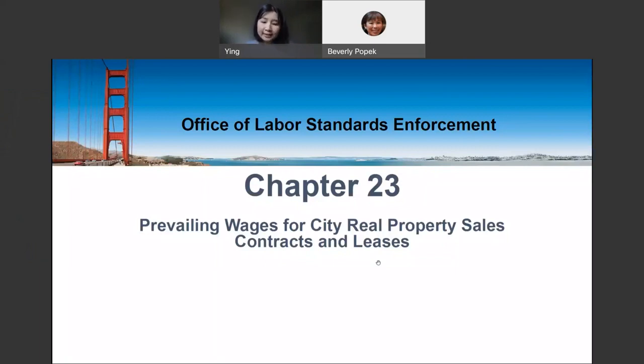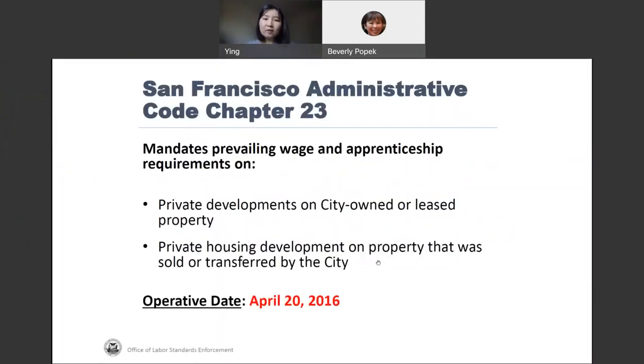After we went over Chapter 6 and the basics of the prevailing wage requirements, let's go over Chapter 23 and its related requirements. Next. The Board of Supervisors passed Chapter 23 specifically for private developments in city-owned or leased properties, or private housing development that was sold or transferred by the city. The law basically expands the prevailing wage and apprenticeship coverage for these types of private developments. And the operative date is April 20th, 2016. Next.